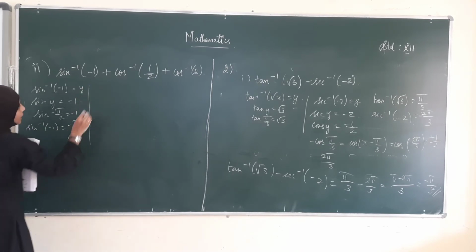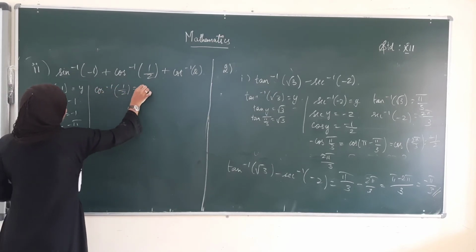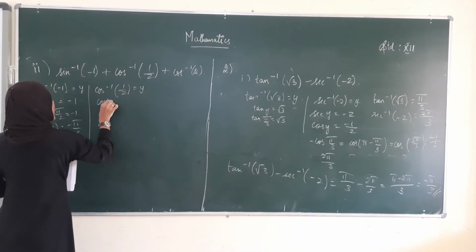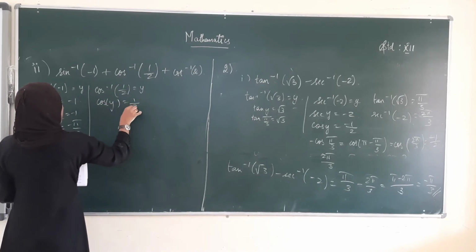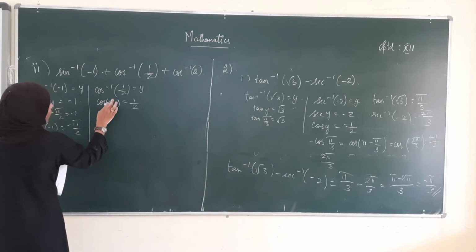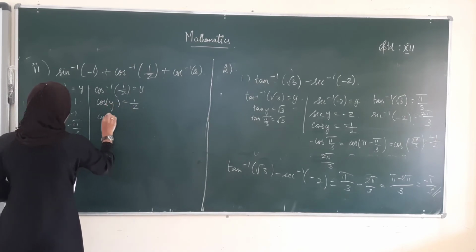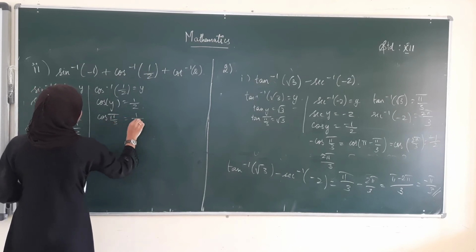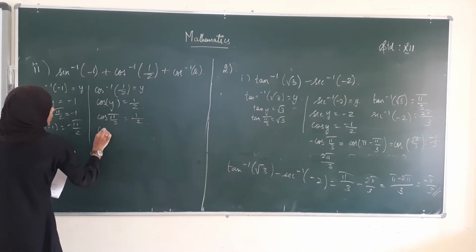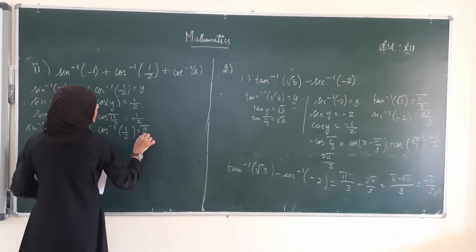Let this be as it is. Then cos inverse of 1 by 2 is equal to y. Then cos y is equal to 1 divided by 2. For what value of y does cos y become 1 by 2? That is, cos of pi divided by 3 is equal to 1 by 2. Therefore, cos inverse of 1 by 2 will be equal to pi divided by 3.